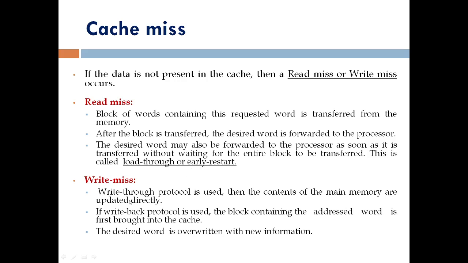Write miss: the write through protocol is used when the contents of the main memory are updated directly. If the write back protocol is used, the block containing the addressed word is first brought into the cache. The desired word is then overwritten with new information.